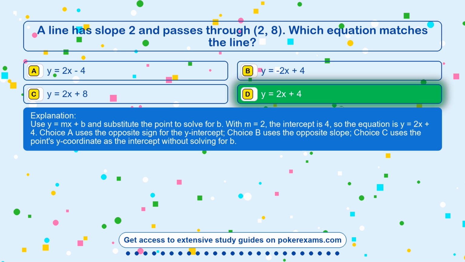Choice A uses the opposite sign for the y-intercept, choice B uses the opposite slope, choice C uses the point's y-coordinate as the intercept without solving for b.